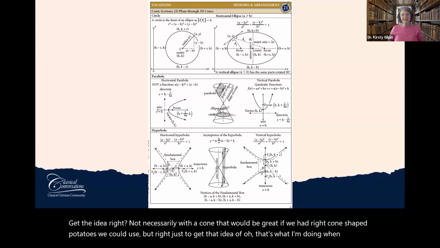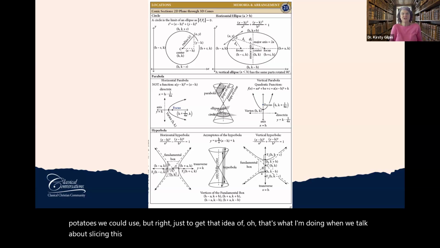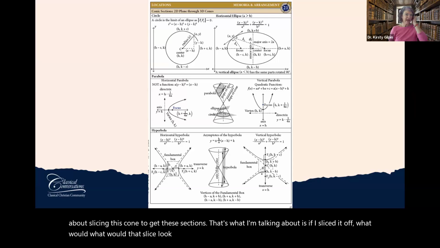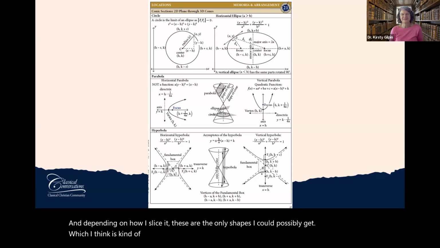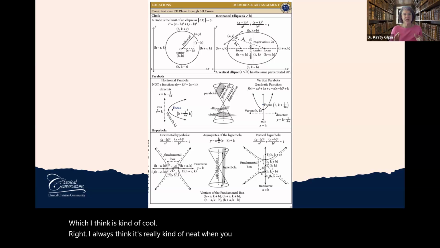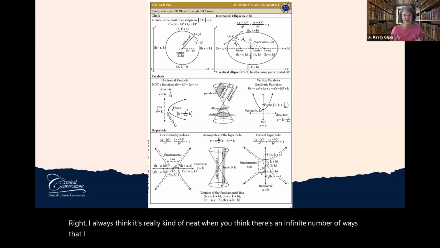When we talk about slicing this cone to get these sections, that's what I'm talking about: if I sliced it off, what would that slice look like? And depending on how I slice it, these are the only shapes I could possibly get, which I think is kind of cool. I always think it's really neat that there's an infinite number of ways I could slice this cone, but a finite number of shapes that I could get from that.